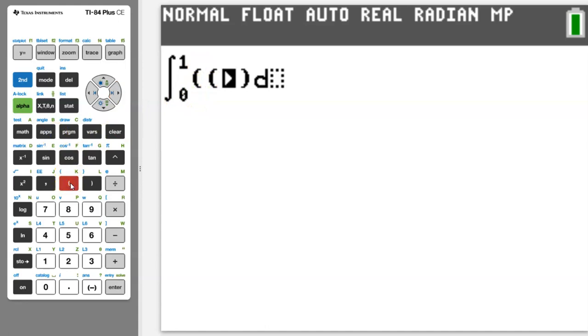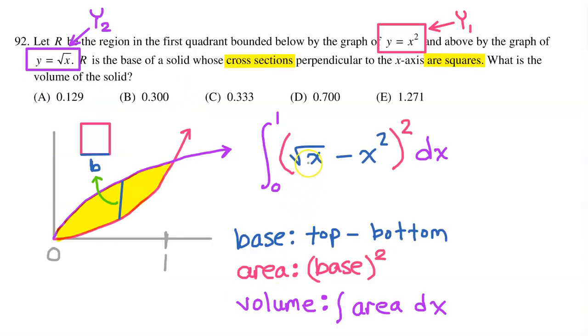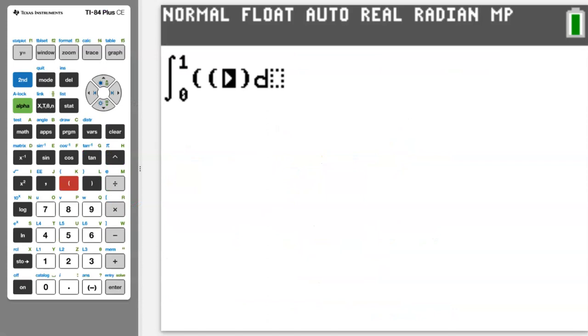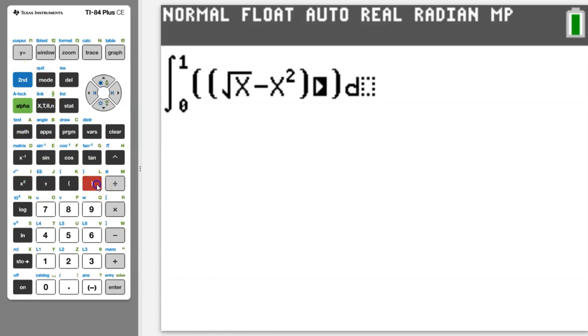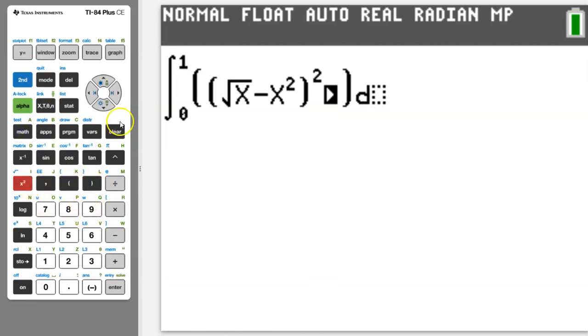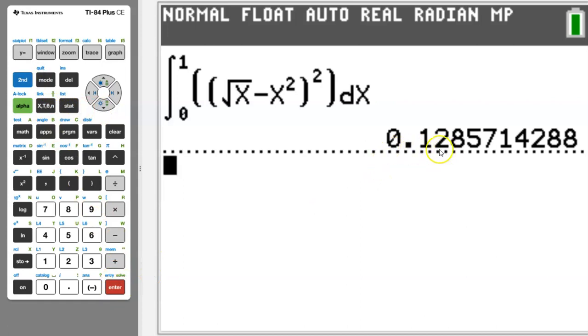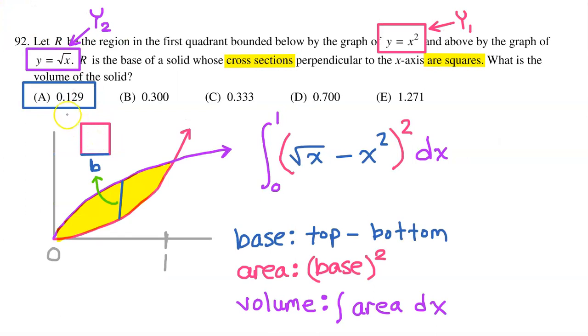So there it is. Next we need the square root of x. And we are doing minus x squared. And now we close the parentheses and square that. Finish it off with a dx, and that's it. 0.129. And the answer is A.